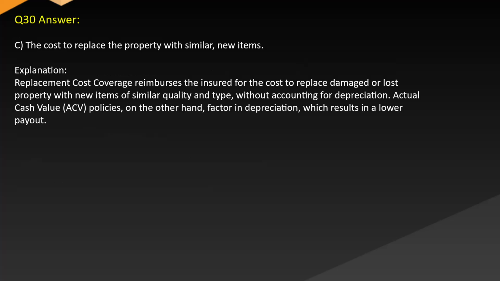Answer: C. The cost to replace the property with similar new items. Explanation: replacement cost coverage reimburses the insured for the cost to replace damaged or lost property with new items of similar quality and type without accounting for depreciation. Actual cash value (ACV) policies, on the other hand, factor in depreciation, which results in a lower payout.